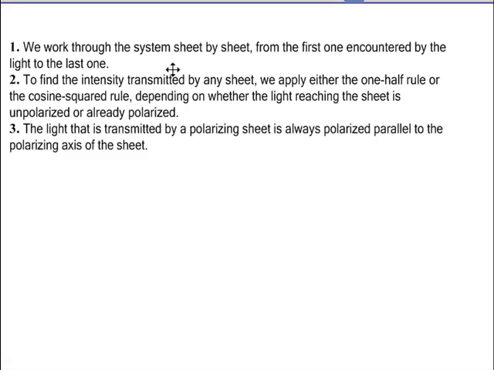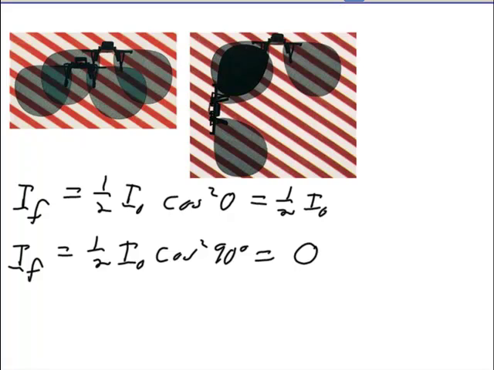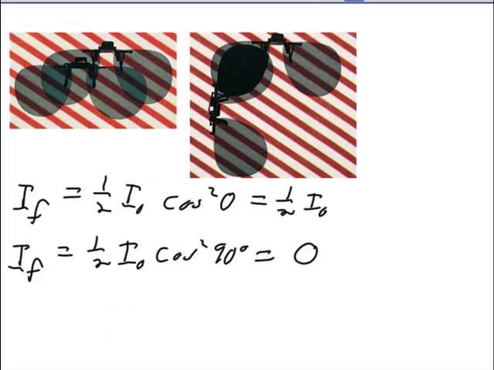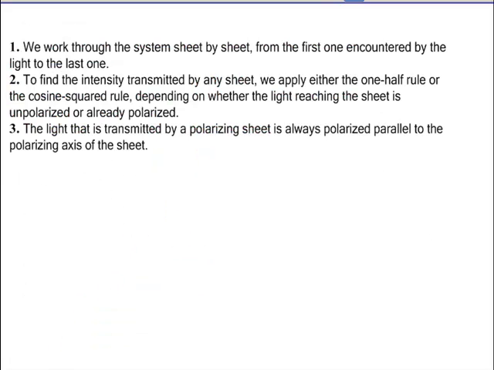Let's talk for a moment about strategy when we're going to work a polarization problem with several different layers. So for example, here I just had 2, but I could have 3, 4, or even more layers of polarizers. The first thing is to work through the system sheet by sheet. We start with the very first one we encounter, find out what that polarizer does to it, and ignore all the later ones.